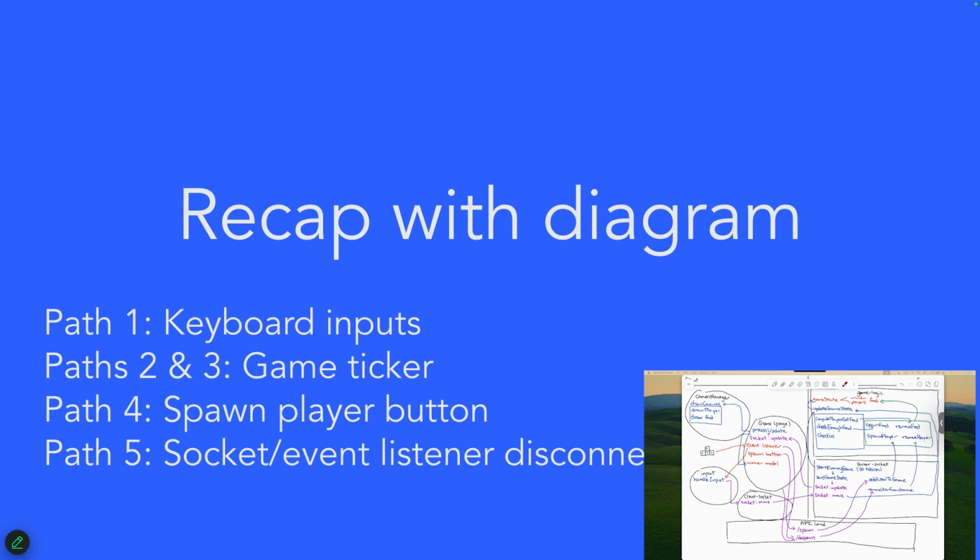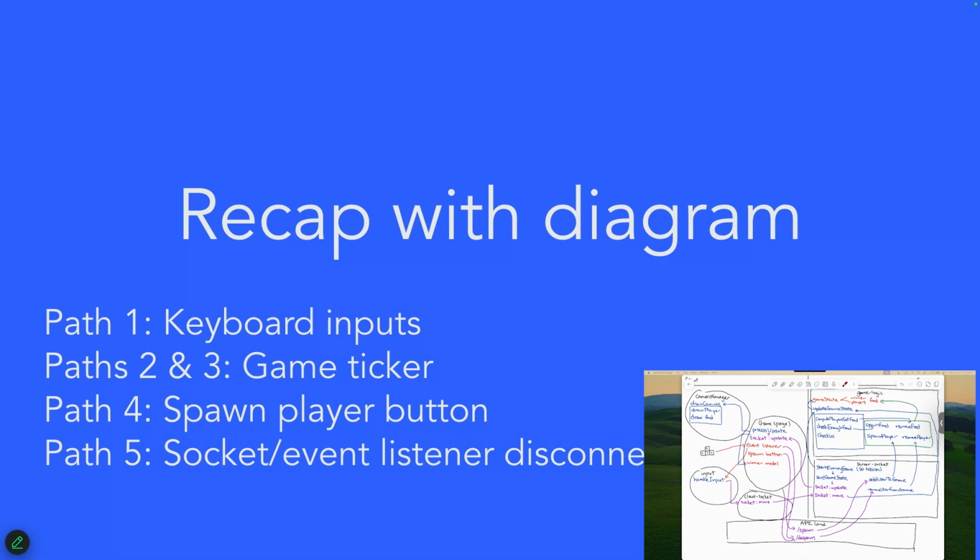Okay, path 4 is going to be our spawning player button, which originates from the front end and goes to the back end. So we added the spawn button object over here, which will call this API endpoint /spawn, which will add the user to the game on the server socket, and call spawn player, which ultimately updates the game state.